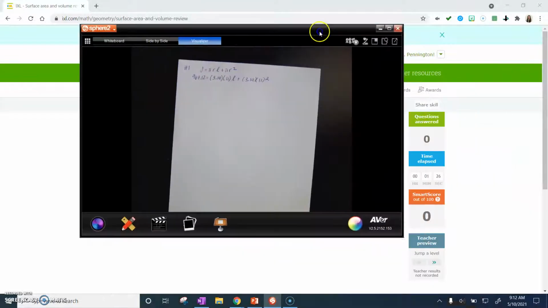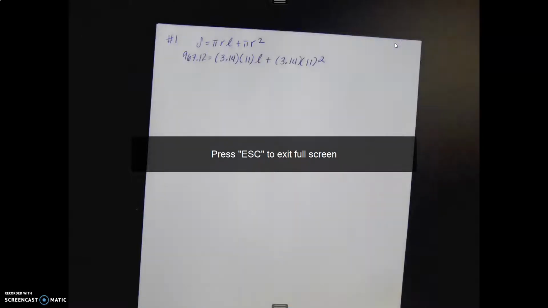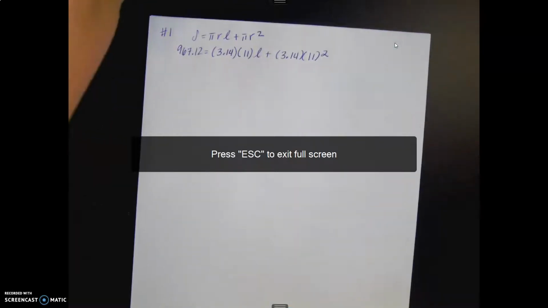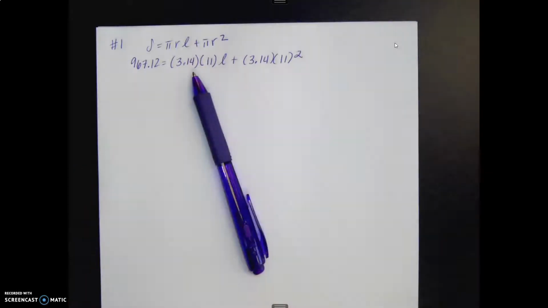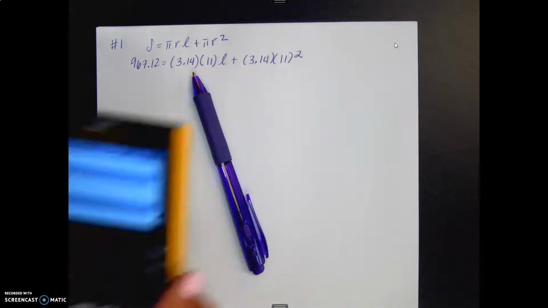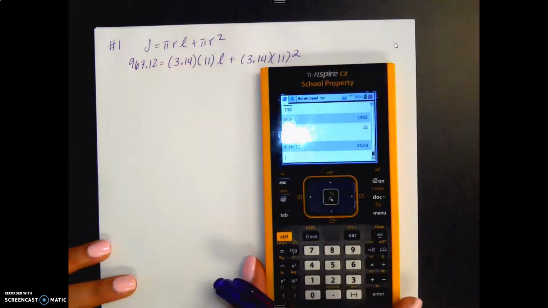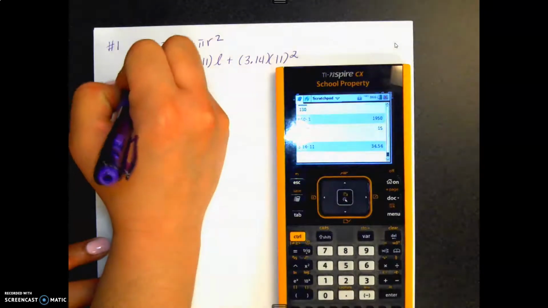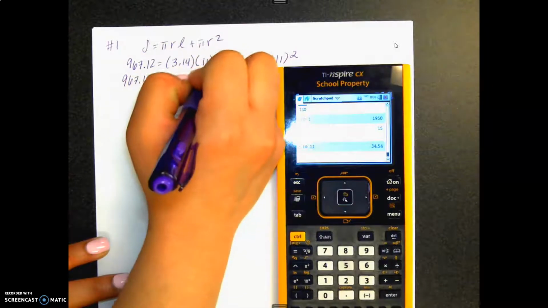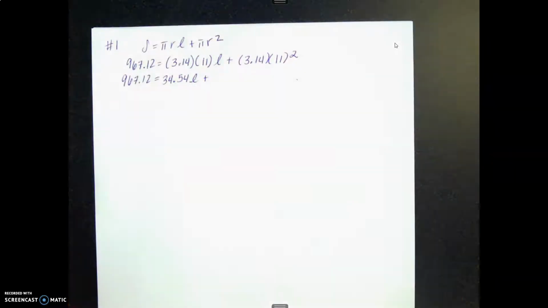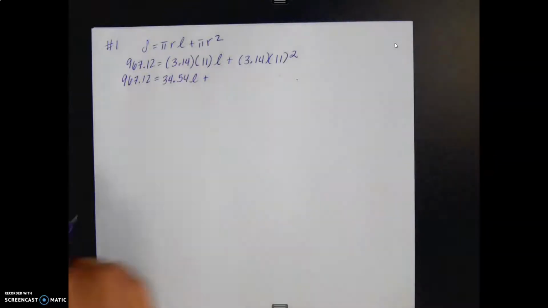All right, so what I had to do was find my surface area formula and then plug in what I know. From here, I need to grab a calculator because there are certain things that I can calculate here. So I'll do the 3.14 times the 11. That gives me 34.54. So 967.12 equals 34.54 L plus, then I need to do 3.14 times 11 squared.